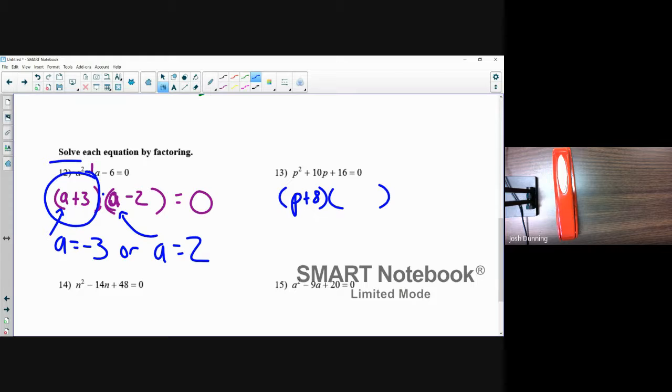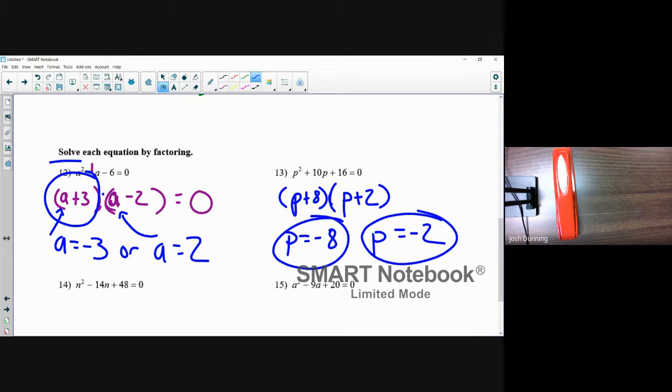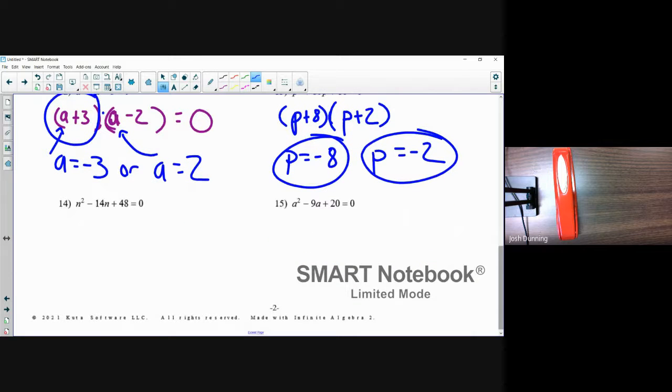8 times 2, 16. 8 plus 2 is 10. You've got to tell me what it equals. Don't forget to switch the signs. And there we go. 14. 6 times 8 is 48. 6 plus 8 is 14. They're both minuses. Don't forget to change the signs.